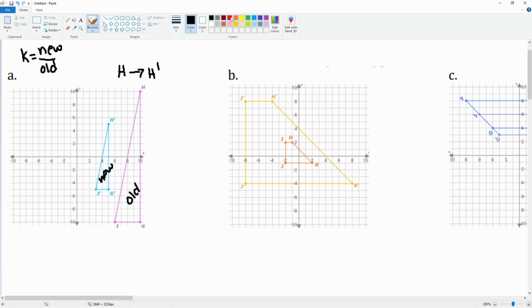So let's just pick a length here. Let's pick the one that's easy to count. Let's do IG. 1, 2, 3, 4. That's the old. And the new is 1, 2. So the scale factor, 2 over 4, simplifies to 1/2. So we can say that K is equal to 1/2.